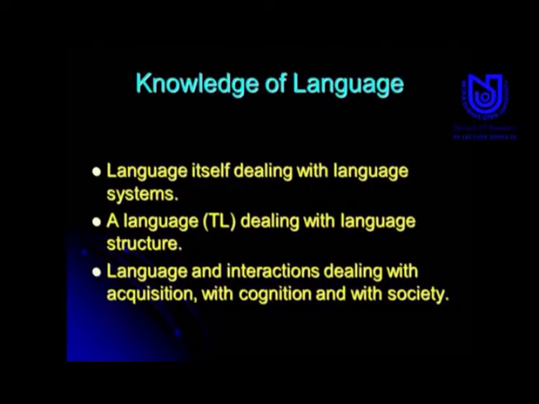And what is this knowledge about again? This knowledge is also about language, dealing with the language system. As you can see from the slide, it is about a language or target language, TL, dealing with language structure and language and interactions with acquisition, with cognition and with society. So the first 2 points, as you can see, are about the method, and the third point is about the medium.